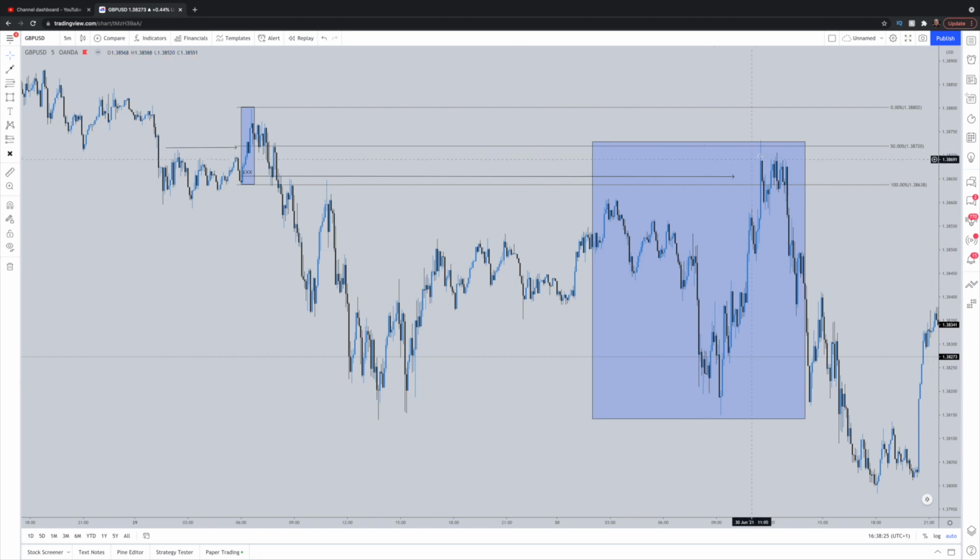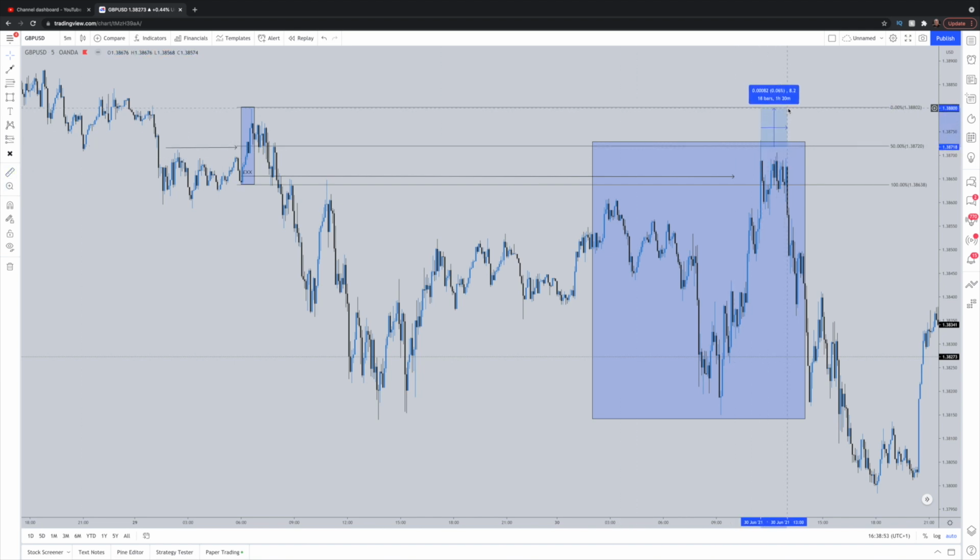And this is where the people who enter off of that 50% of the last up close candle would have caught their nice little move. And this would have been the big move, the big push down. The safest place to put your stop loss, if this was you, would be above this up close candle.